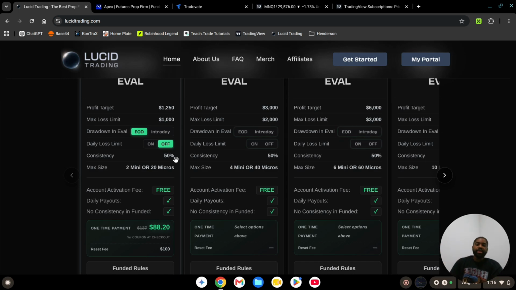Great. This is to avoid people getting into one lucky trade, making $12.50, and then it's like, all right, cool, I passed. No, that's not the way it worked. They want to see consistency. That's why they do break it up.